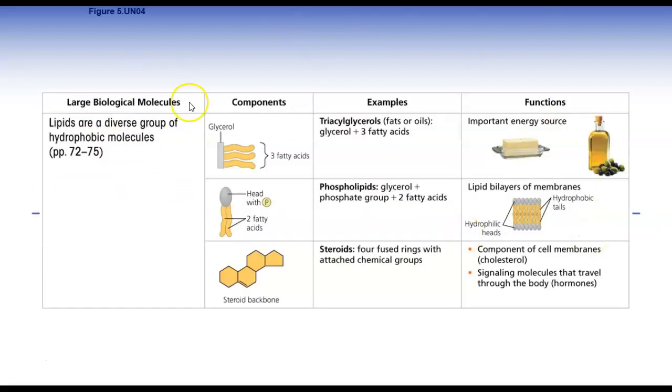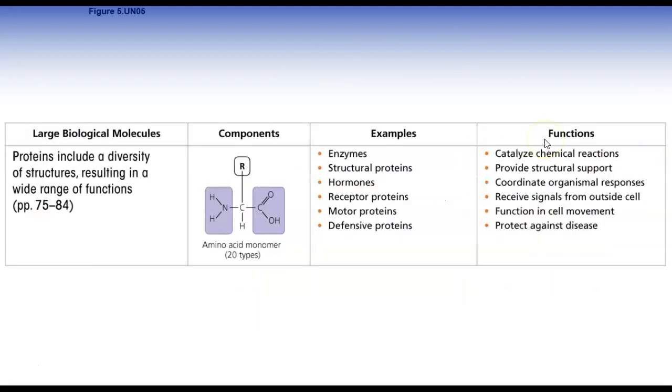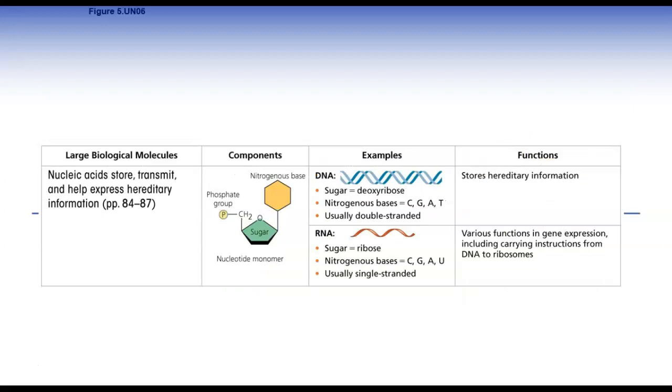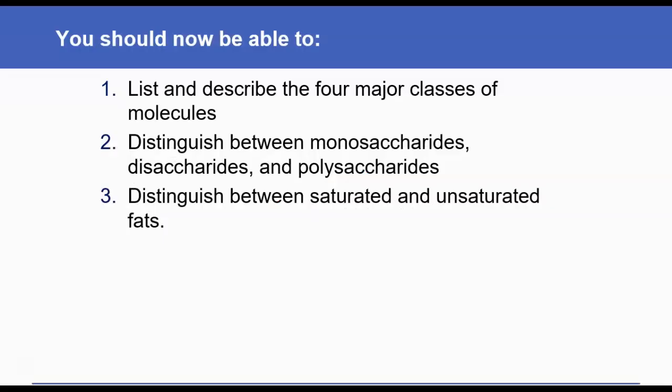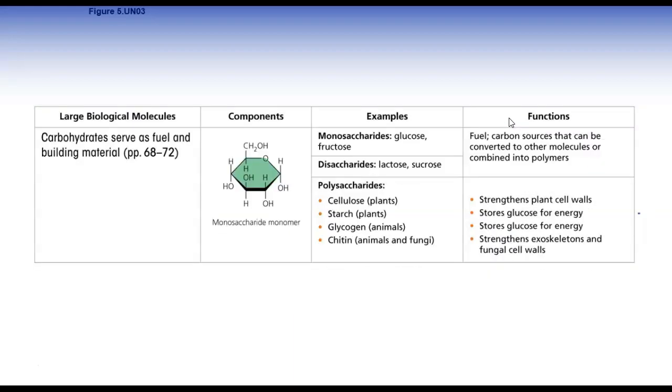Your review sheet for lipids needs to include the different types of lipids that we talked about. Examples, be able to recognize them, know their functions, be able to go from function to component or from an example to its function. Equally for proteins and then for those nucleic acids. So I have some summaries or some you should knows. List and describe the 4 major classes of molecules. Well, that's these 4 that I just mentioned.